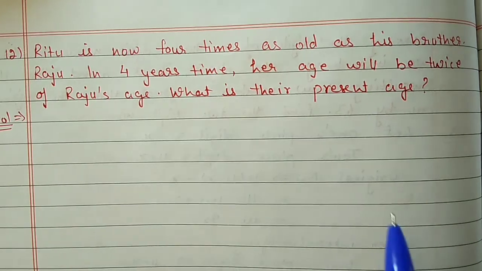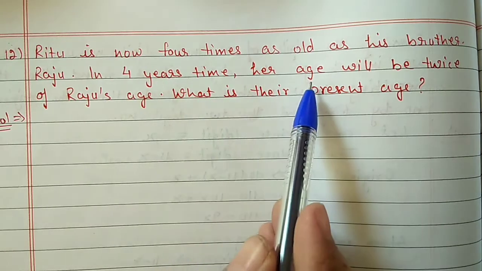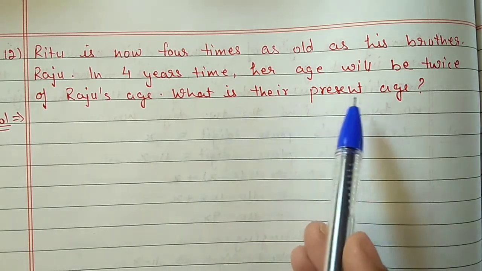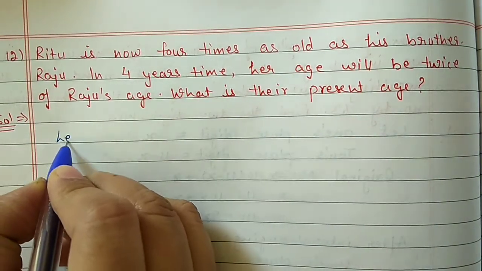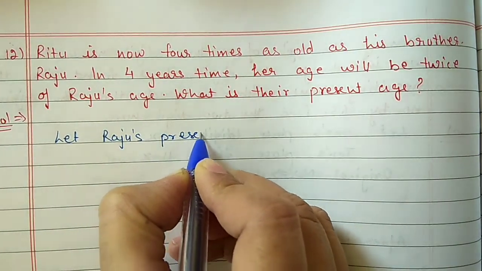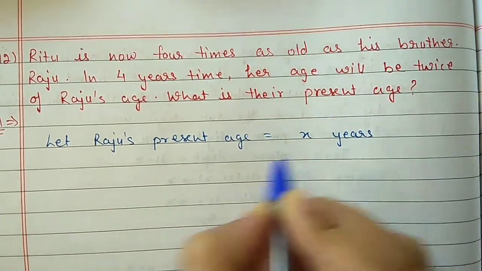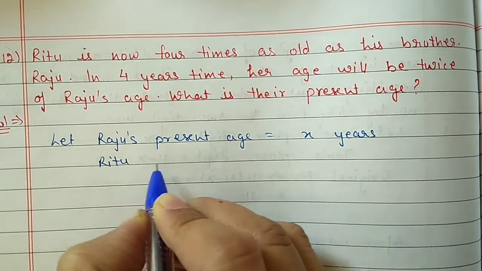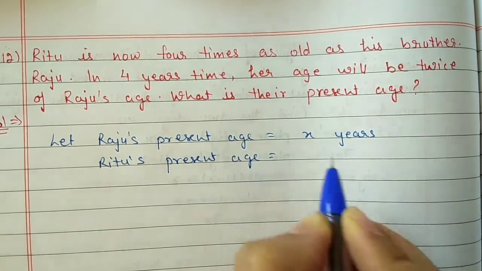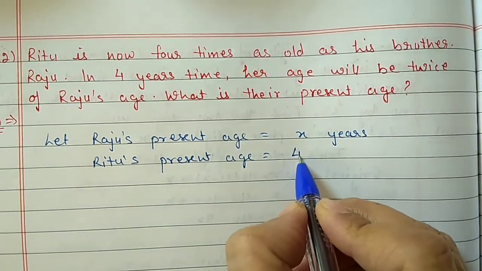Next question number 12. Ritu is now 4 times as old as his brother Raju. In 4-year time, her age will be twice of Raju's age. What is their present age? So we will start from their present age. Let Raju's present age be x years. Then Ritu's present age, in the question it is given she is 4 times as old as his brother, so she will be 4x years.